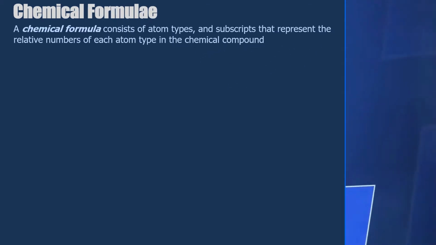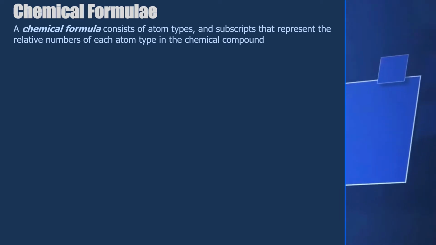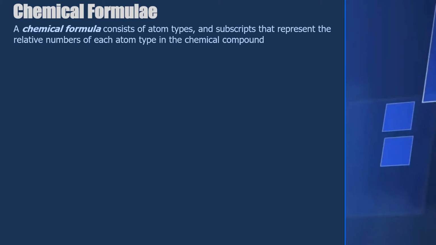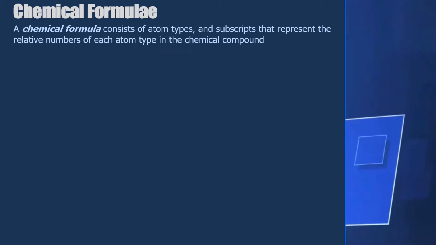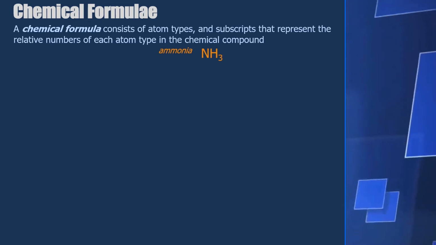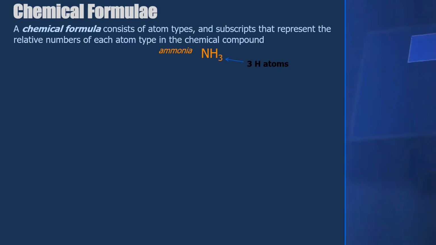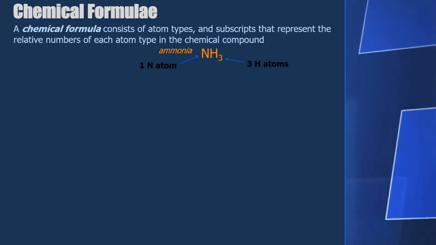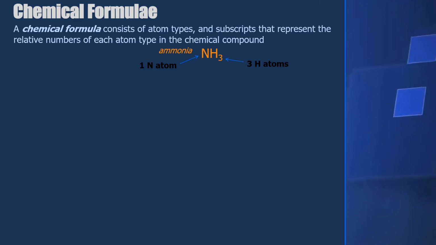So let's define what we mean when we say chemical formula. The typical chemical formula consists of atom types and subscripts that represent the relative number of each atom type in the chemical compound. For example, the chemical formula for the compound ammonia is shown. For a single particle of this compound, there are 3 atoms of hydrogen denoted by the subscript 3 and 1 atom of nitrogen. Notice, instead of showing the number 1 as a subscript for nitrogen, it's implied.